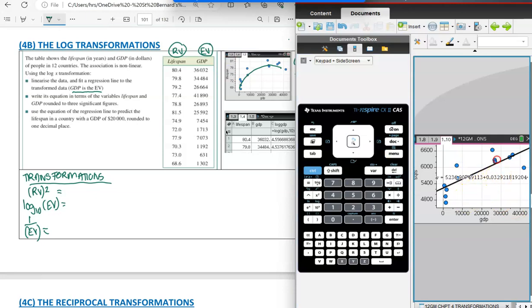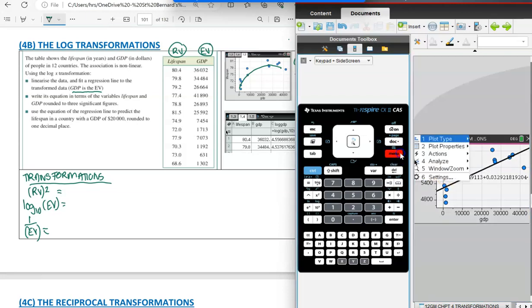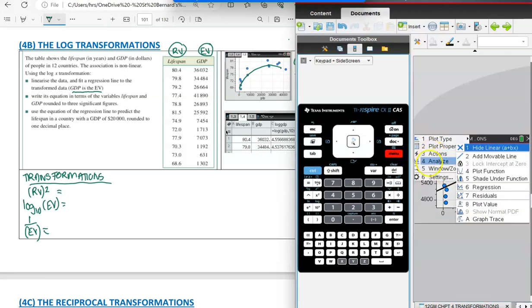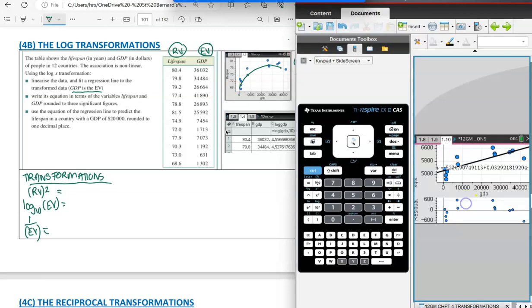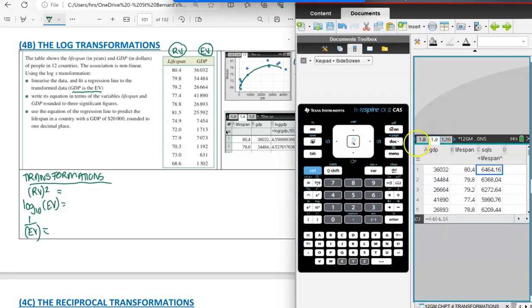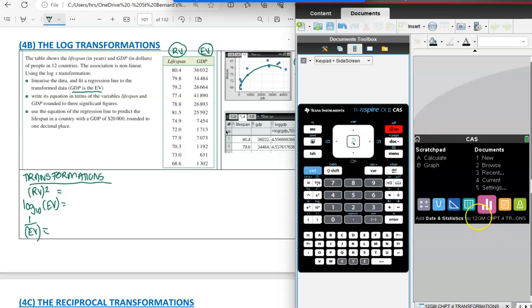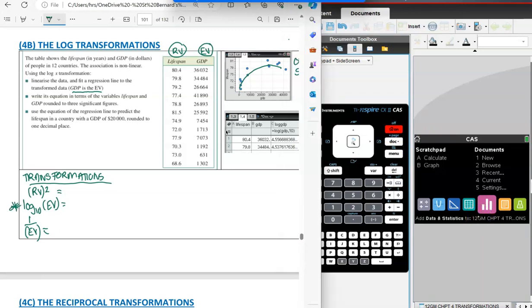So there's the new scatter plot. It doesn't look very linear, but let's analyze it. Show residual plot. And it's still got a pattern. So we're not going to use that one. It's non-linear. Now let's go back and do this log one. This log one is the one we want to do.